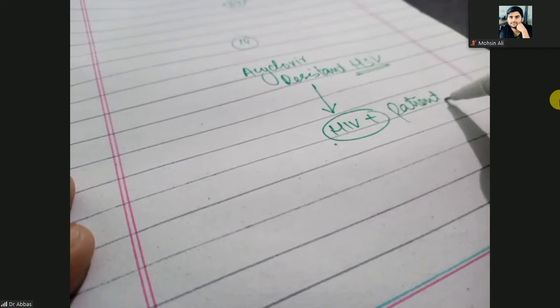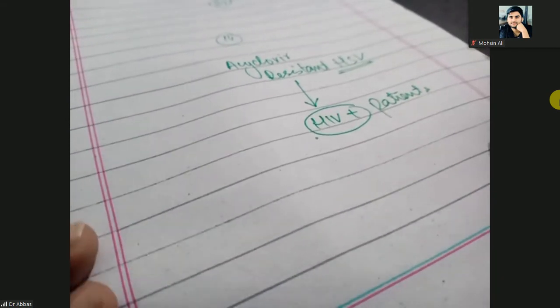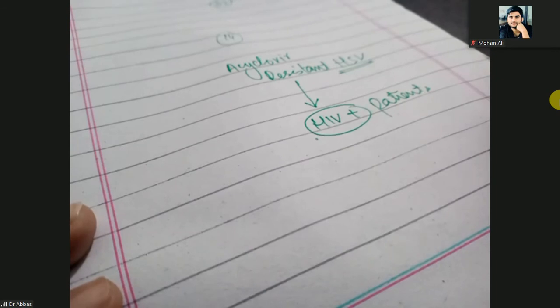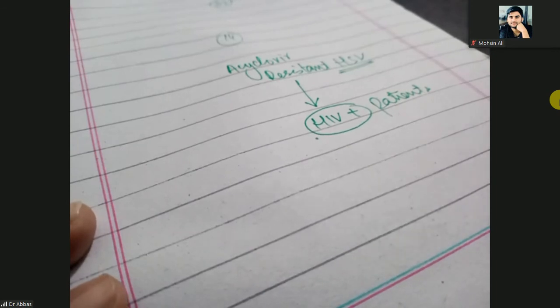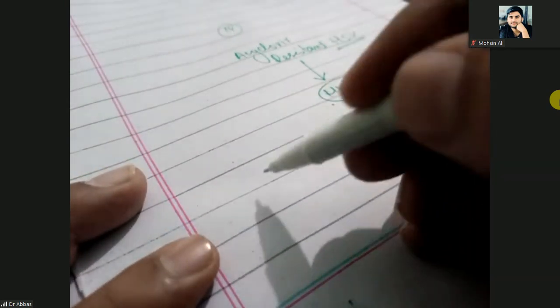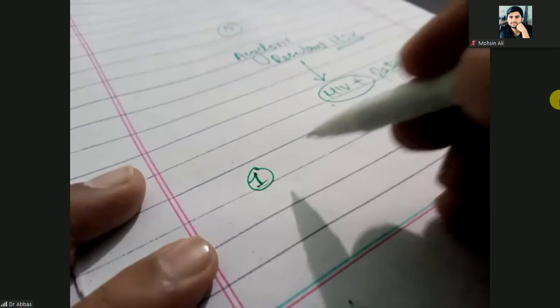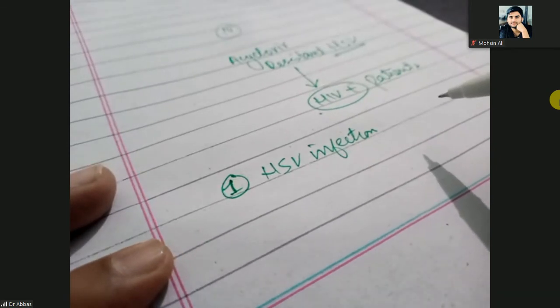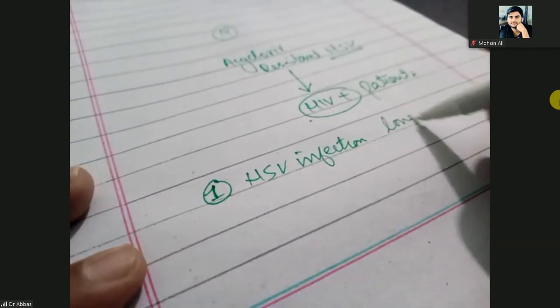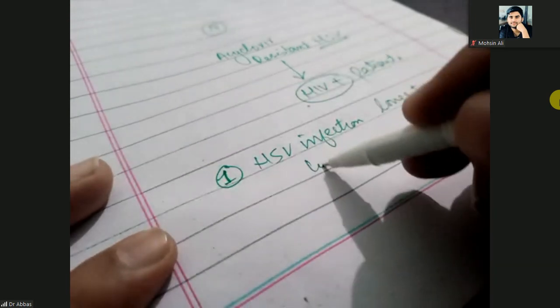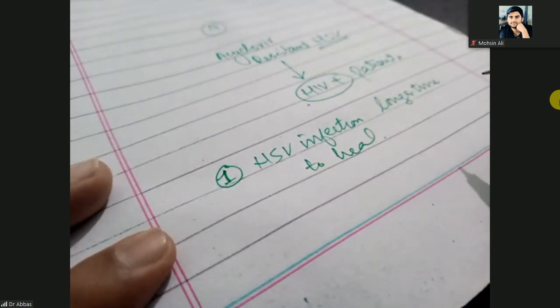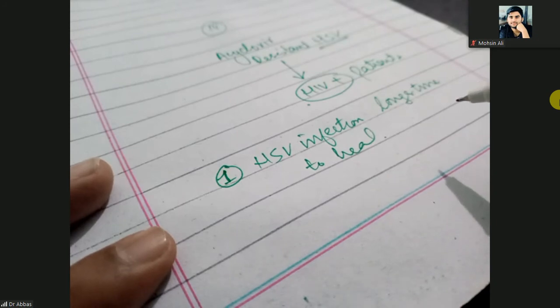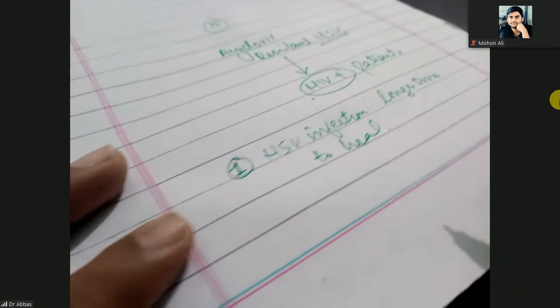HIV positive patients are resistant to the acyclovir. Okay, so how will you treat them when they are resistant to the acyclovir? When there is an HSV infection, this infection will take a longer time to heal. You are giving the acyclovir, but it is not healing because the patient is acyclovir resistant.